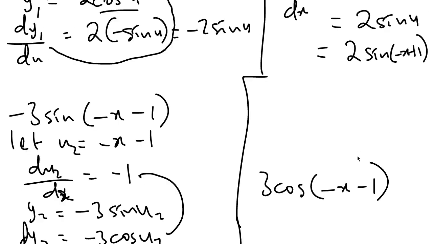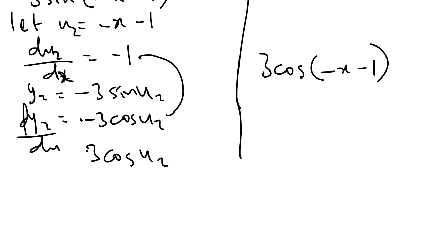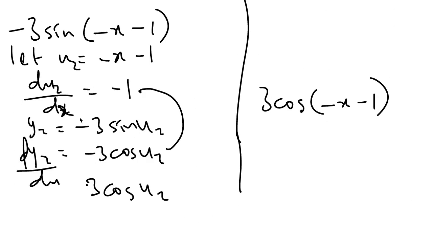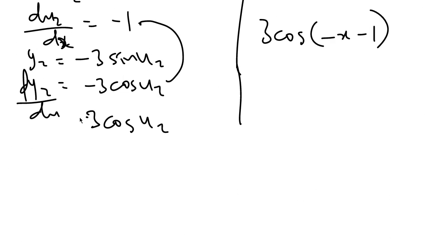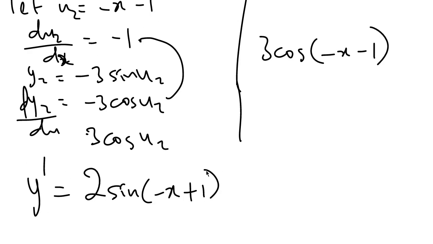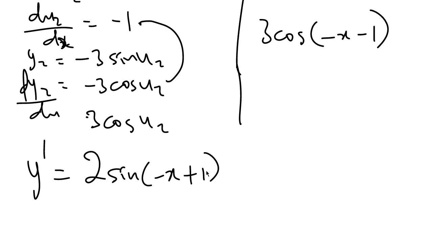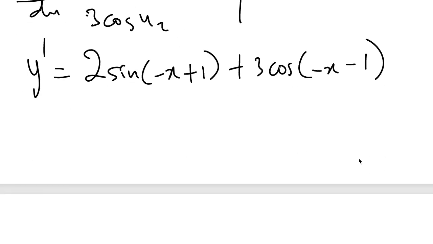So this is the first derivative, and according to the question, what we're asked for is y'', which implies that we should get the second derivative. Remember when we differentiated the first part, we got 2 sin(-x + 1). So the first derivative, y', is 2 sin(-x + 1) + 3 cos(-x - 1). And then to get y'', we differentiate this function again.